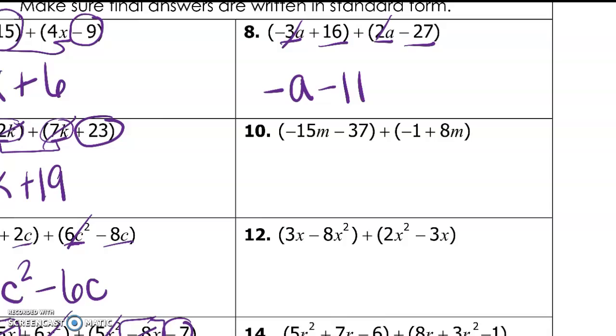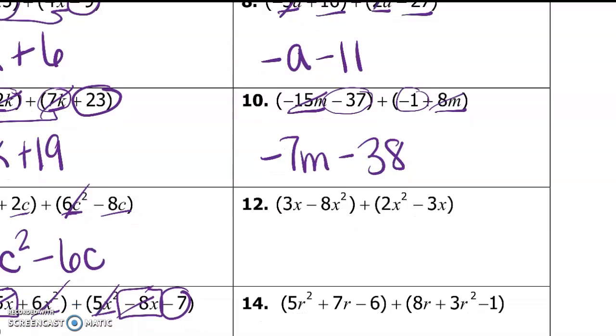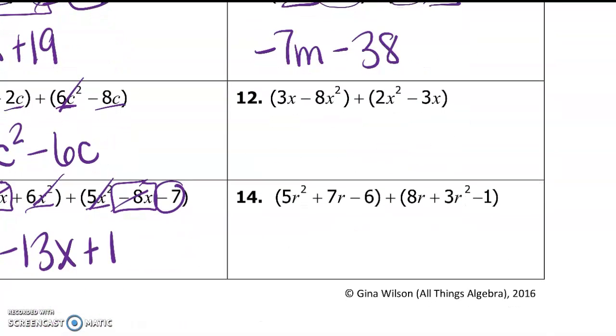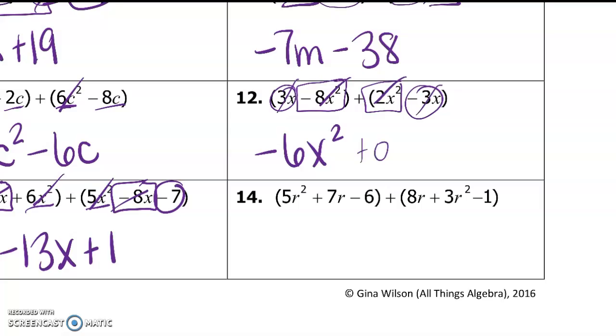For 10, negative 15 plus 8 would give me negative 7m. Negative 37 plus negative 1 or minus 1 would give me negative 38. So remember, we don't put a plus negative in our answer, just negative 7m minus 38. For 12, we have negative 8x squared plus 2x squared, so negative 6x squared. Positive 3x minus 3x, those go away. You do not need to put a plus 0. I will actually count it wrong if you put a plus 0.